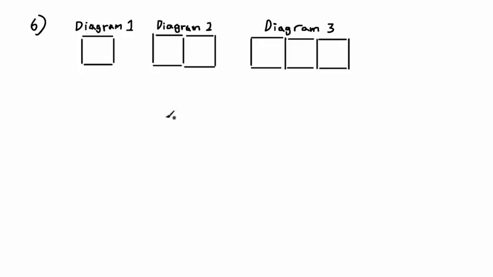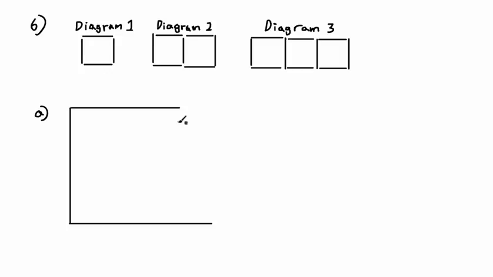Okay, in number 6, we have a pattern made from toothpicks, and we're given 3 diagrams. And this right here is one toothpick. Okay, so in A, we need to create a table comparing the diagram number with the number of toothpicks. So when we draw a table, we get something like this. Let me make this a little bit longer. Okay, and then we have 3 diagrams, so we need 4 rows.